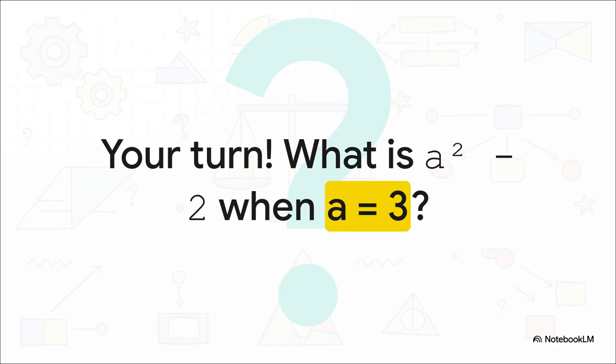We substitute 3 in for a, so we get 3 squared minus 2. That's 3 times 3 minus 2. Well, 3 times 3 is 9, and 9 minus 2 is 7. Hey, you did it! Awesome work!